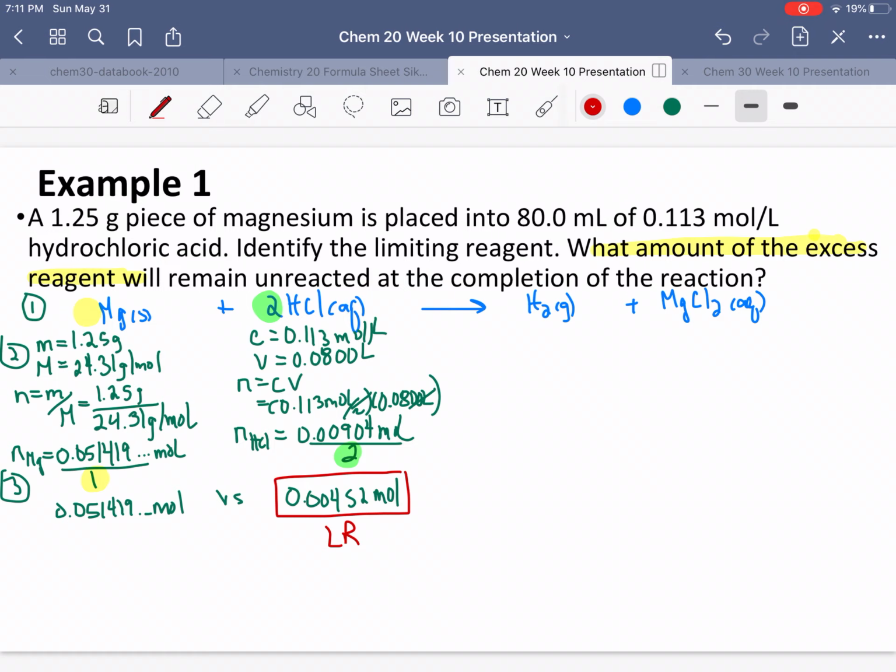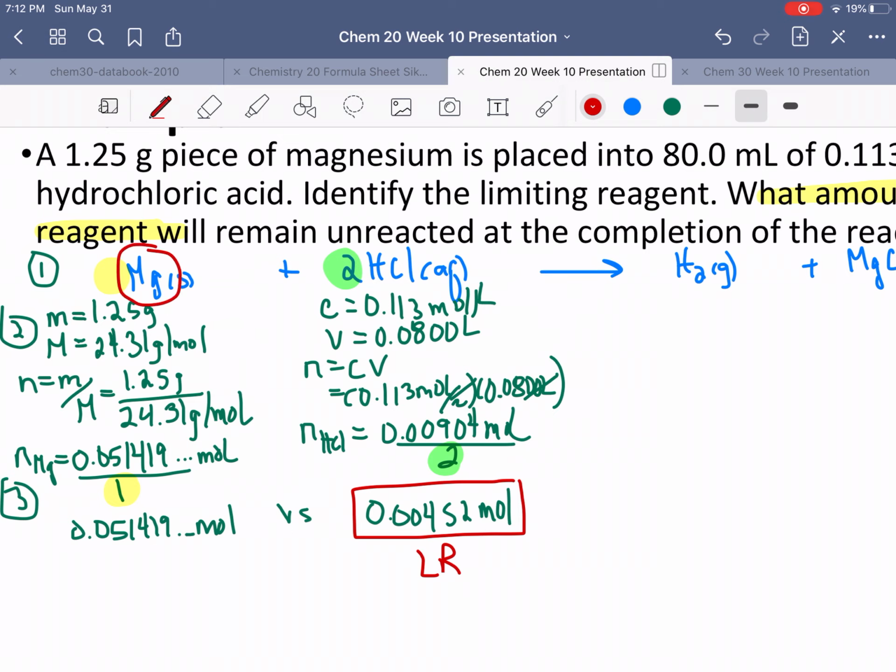Does it actually ask for the amount of product? Is your goal to find the hydrogen gas or the magnesium chloride? Not at all. The goal of this question is how much excess reagent will remain. Well, if hydrochloric acid is the limiting reagent, that makes magnesium the excess reagent. So we want to know how much ends up not reacting.